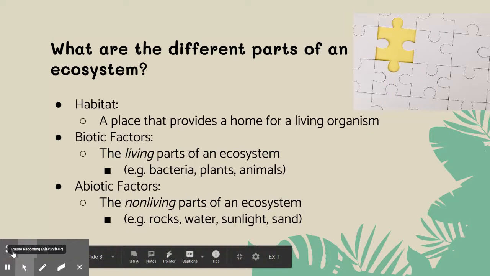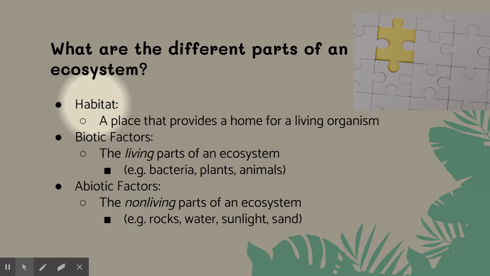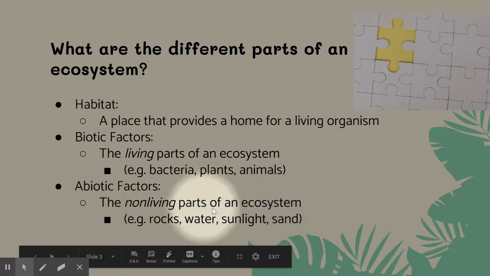So here we have the definitions of the different parts of the ecosystem. I would really recommend writing these definitions down so that you can look back and refresh your memory as you need to. Habitat, a place that provides a home for living organisms. Biotic factors, the living parts of an ecosystem. This includes bacteria, plants, and animals. Abiotic factors, the non-living parts of an ecosystem. Examples are rocks, water, sunlight, and sand.